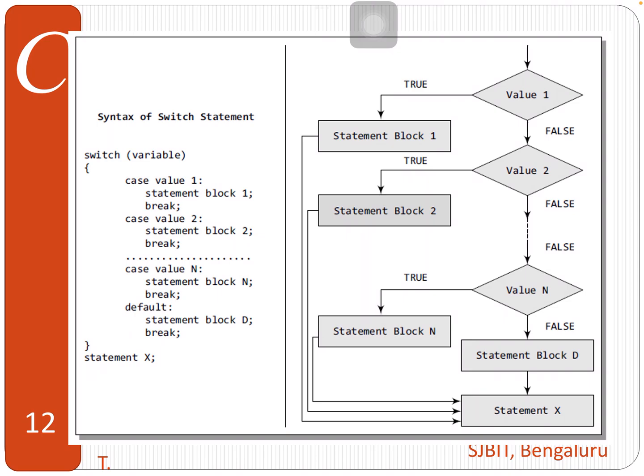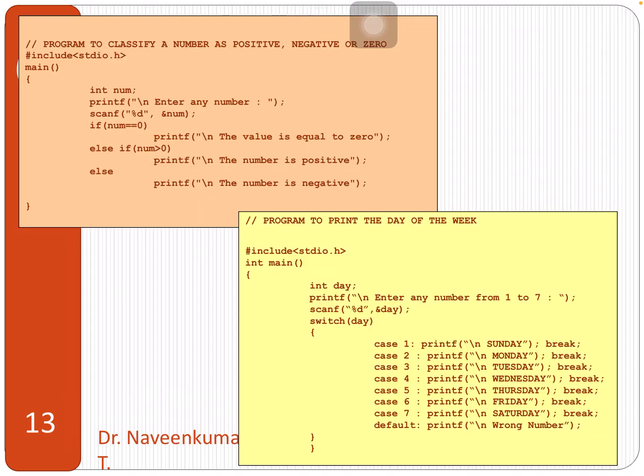So this is a flowchart of the working of the switch statement, right? It will compare all the values and execute the corresponding statement block. So we'll see an example of the working of the switch statement.